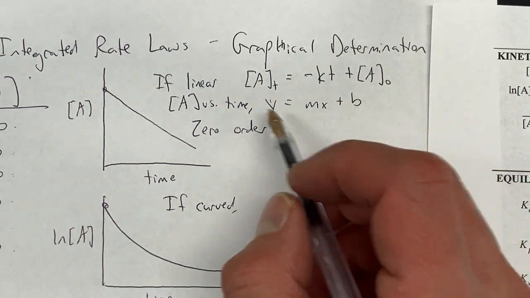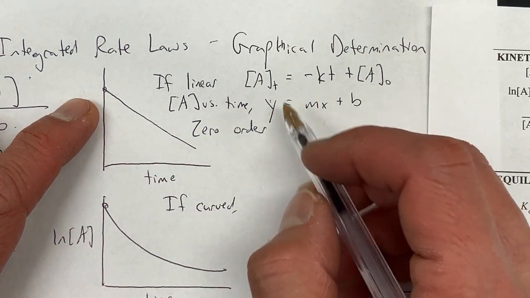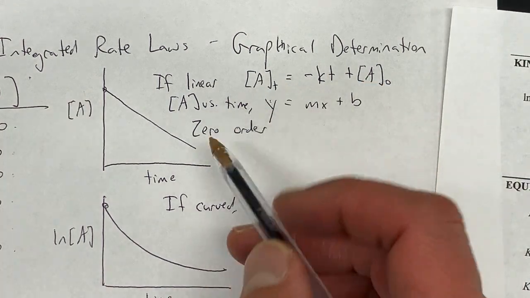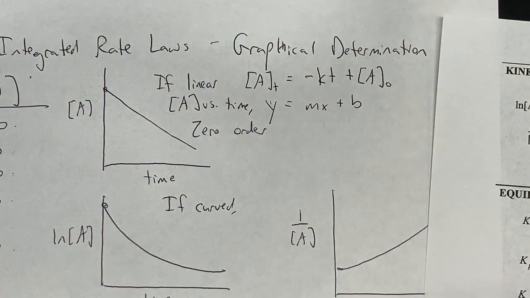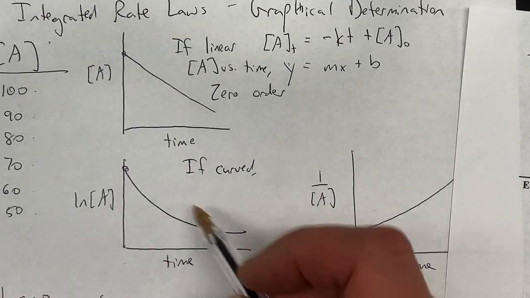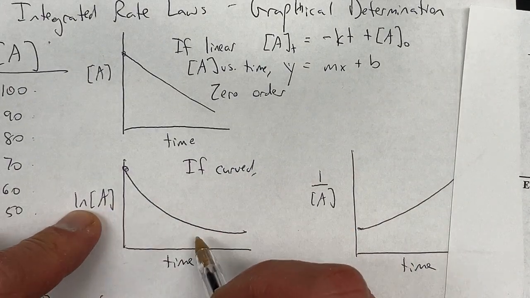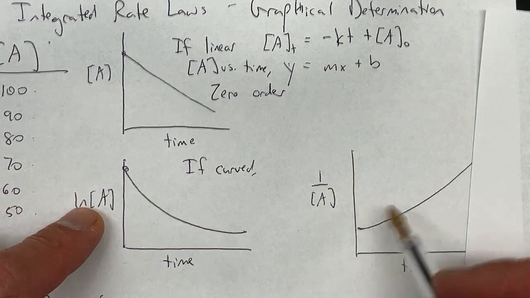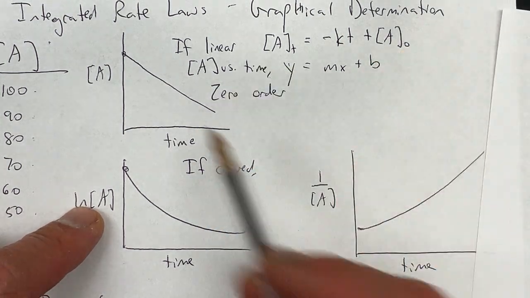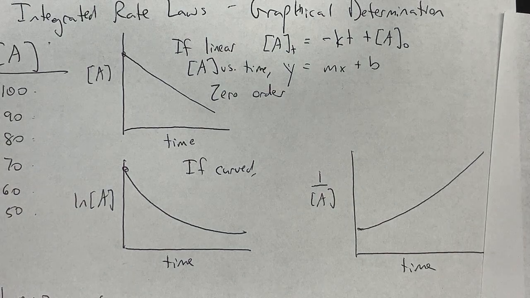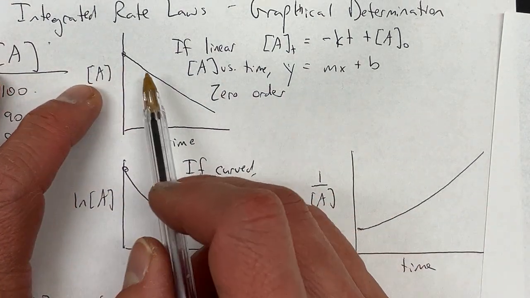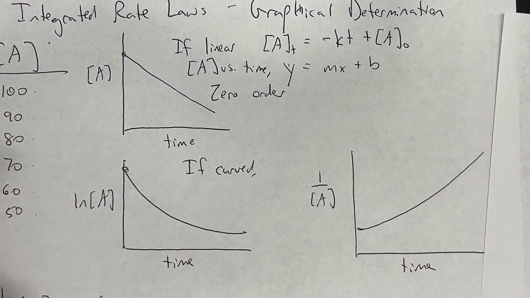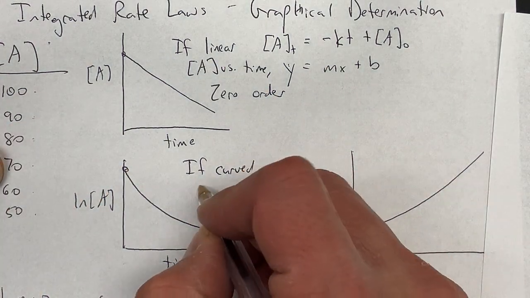So if this is linear, that means for this equation here, this is zero order. If the natural log of A was linear, then this one would not be linear. Or if this one was linear, this would not be linear. So only one of these is ever going to be linear. So you have to know if it's A versus time and it's straight, it is zero order. If curved, ignore.